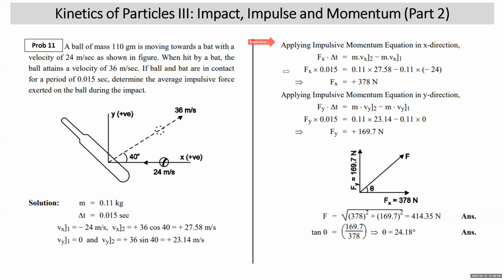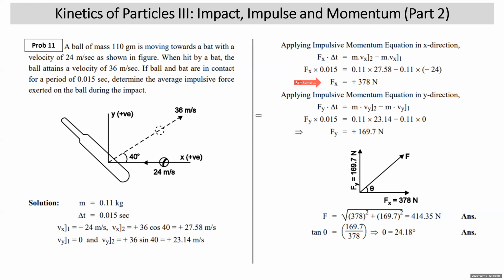Applying impulse momentum principle in x direction: Fx delta t is equal to m vx2 minus m vx1. Fx is the required unknown. Delta t is 0.015, equal to mass 0.11 into 27.58, that is vx2, minus 0.11, mass of the ball, into vx1, that is minus 24. So this way you get the component of the impulsive force in x direction.